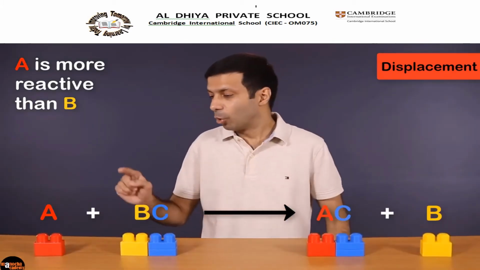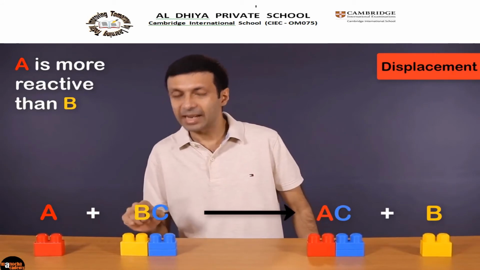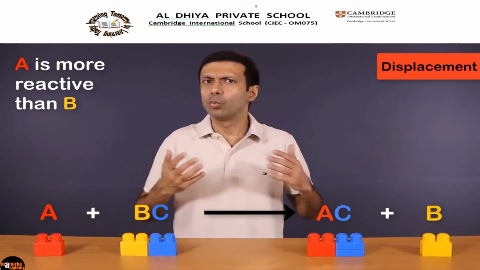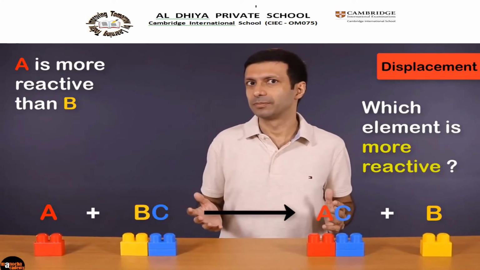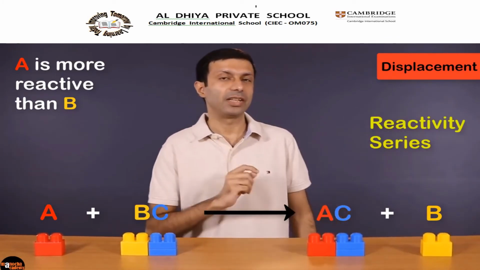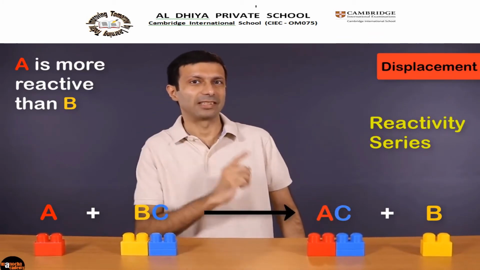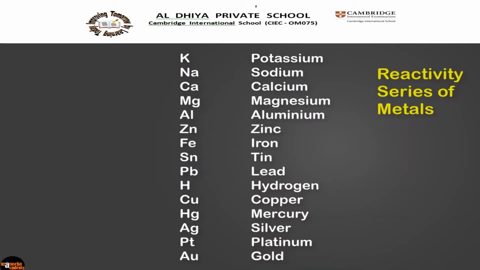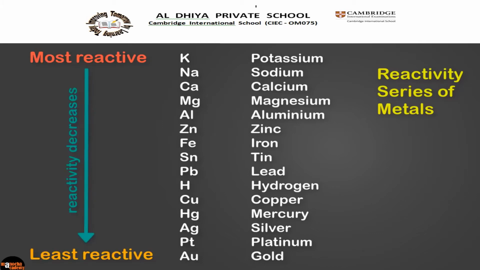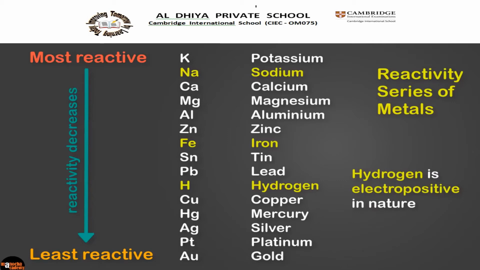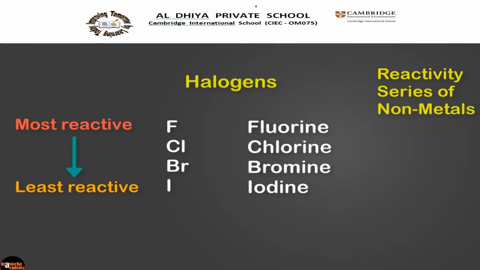As we saw here, the more active element A is displacing the less active element B. Now, how do we know which element is more reactive than the other? In chemistry, we have a reactivity series. Here's what it looks like for metals. Metals on the top are more reactive, and as you move down, the reactivity decreases. For example, if you look here, sodium is more reactive than iron. Hydrogen is also in this list, even though it's a non-metal, because it's electropositive in nature and can be displaced by metals. There is also a reactivity series for non-metals, the halogens.